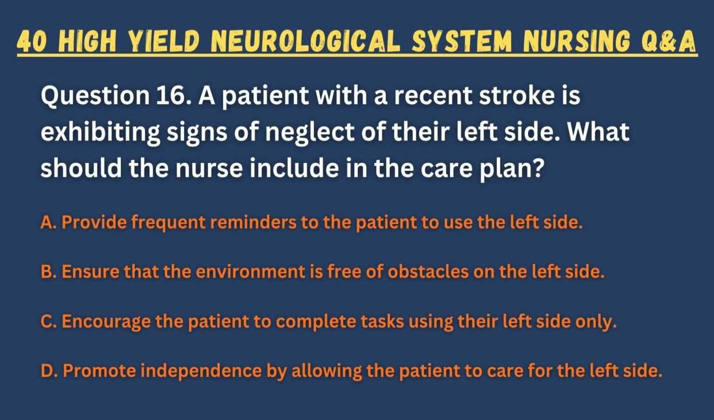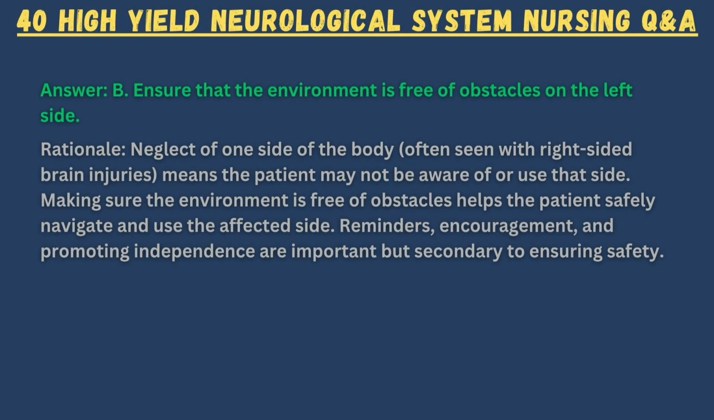Question 16. A patient with a recent stroke is exhibiting signs of neglect of their left side. What should the nurse include in the care plan? A. Provide frequent reminders to the patient to use the left side. B. Ensure that the environment is free of obstacles on the left side. C. Encourage the patient to complete tasks using their left side only. D. Promote independence by allowing the patient to care for the left side. Answer: B. Ensure that the environment is free of obstacles on the left side.